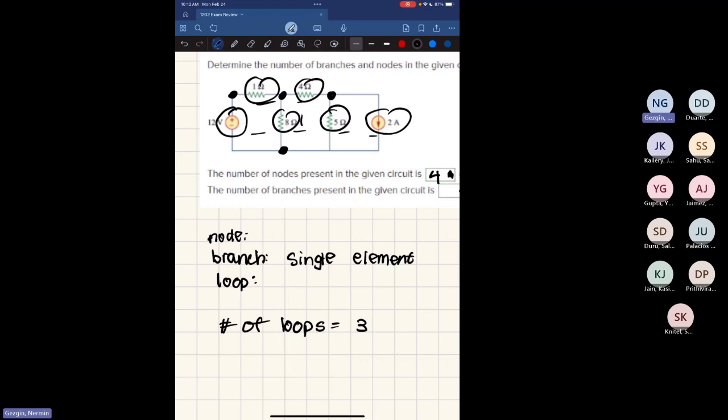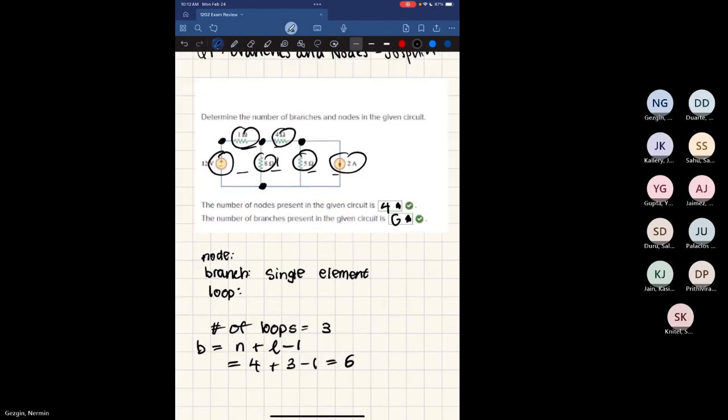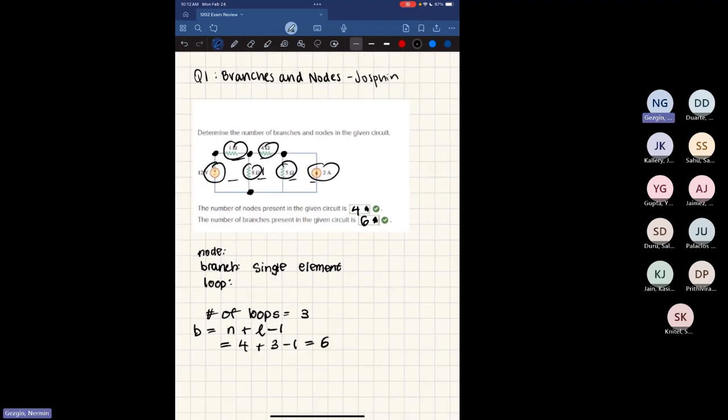And then you all might have seen an equation where the number of branches is equal to nodes plus loops minus 1. So then we just plug in what we have. That's 4 nodes, 3 loops, minus 1, which should give us the same answer, 6 branches. Hopefully this makes sense. Please let me know if you all have any questions.